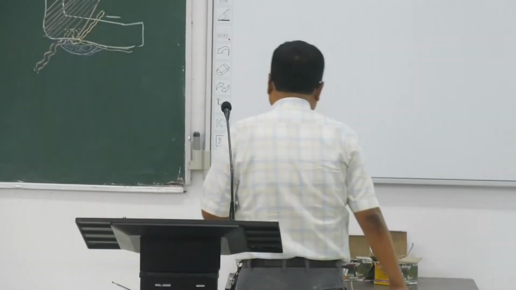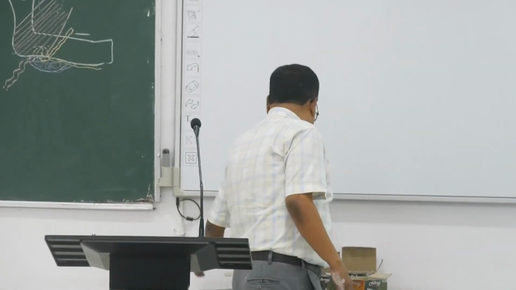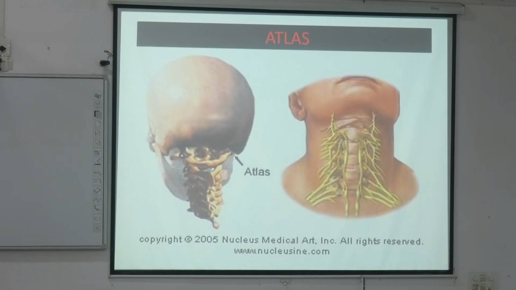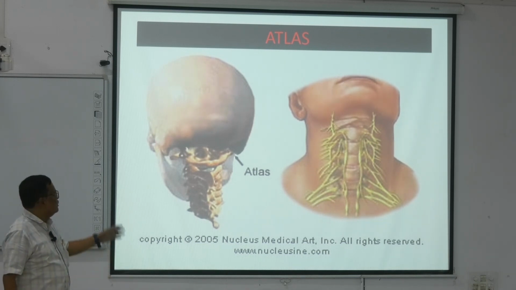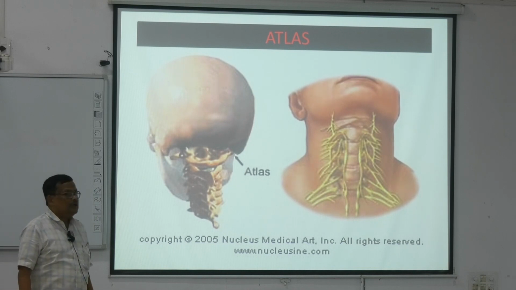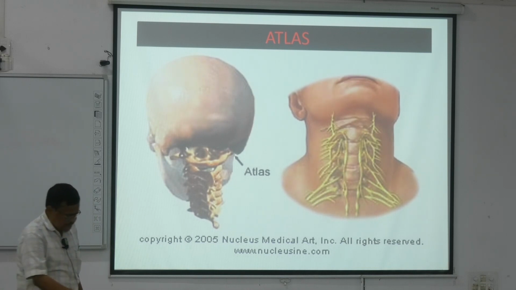Okay, now I will move on to the joints, leaving the posterior triangle. Craniovertebral joints. Cranio means cranium and vertebra means vertebra. As I told yesterday's batch, you already know the first cervical vertebra is known as the atlas, right?